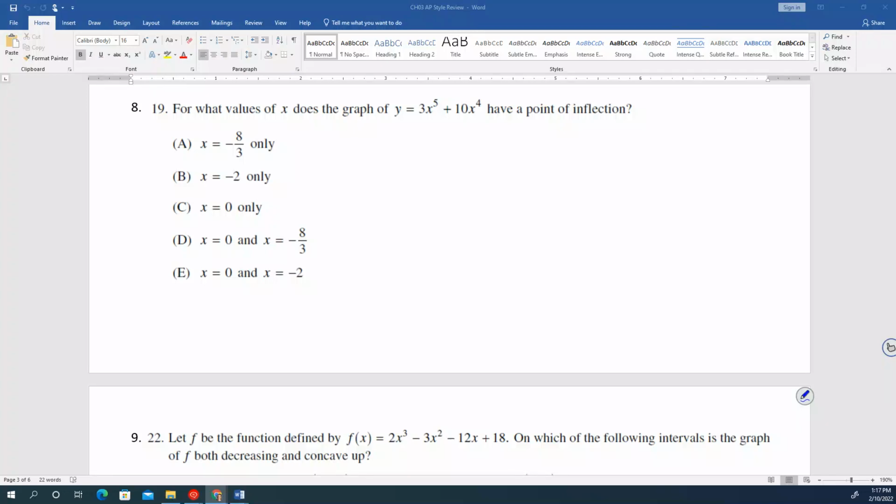Okay, we are in the AP style review of applications of differentiation. If you can find that packet, you know, if you want to.